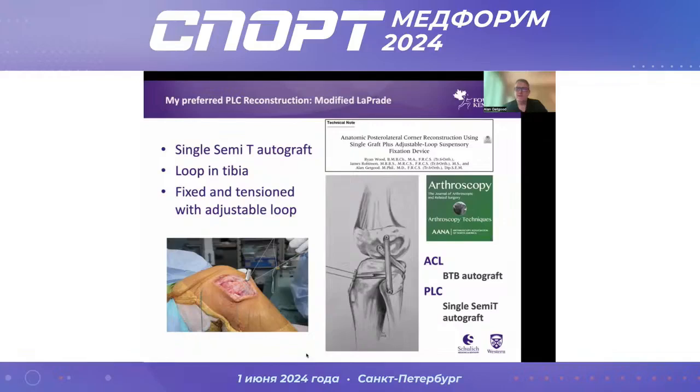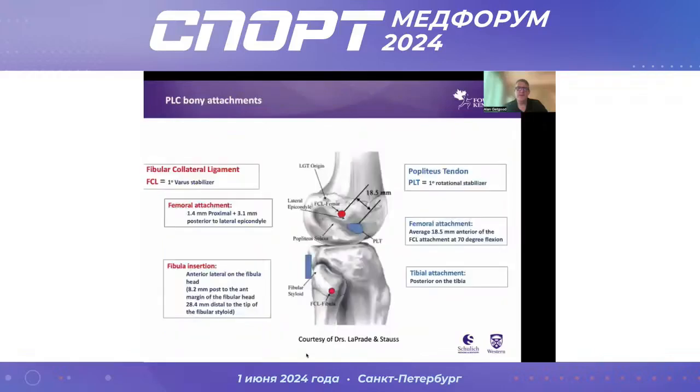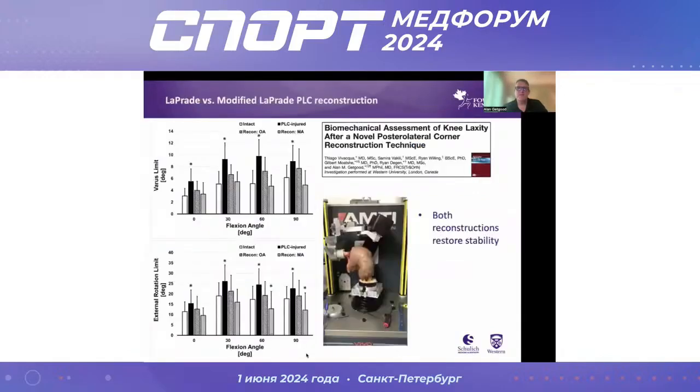And this will basically outline the key steps. But the benefit really is that we use a single tendon for the graft, but you can actually do an anatomic technique with both femoral and tibial and fibular tunnels, and using the same posterolateral corner bony attachment as LaPrade has described. It's a relatively straightforward procedure.